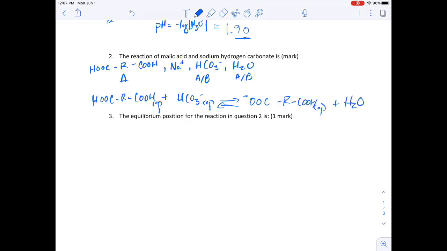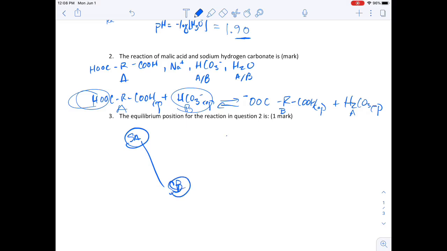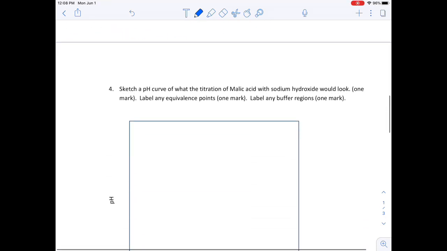And so the acid was donated from here, and it goes to here. This was my acid, this is my base, and then we get the conjugate base of our acid, and the conjugate acid of our base. And because the strongest acid was above the strongest base, this reaction is going to be more than 50% forward reaction. So it favors the products.